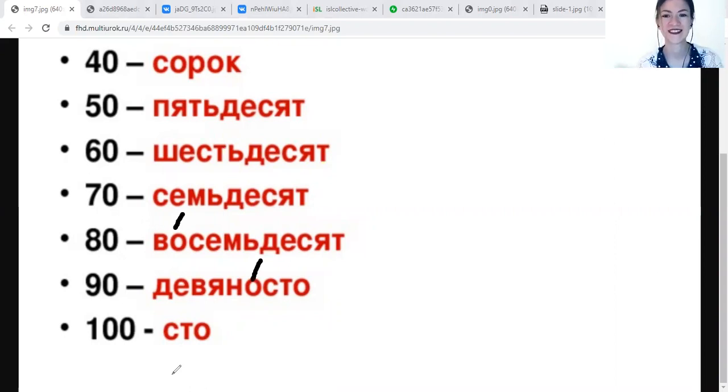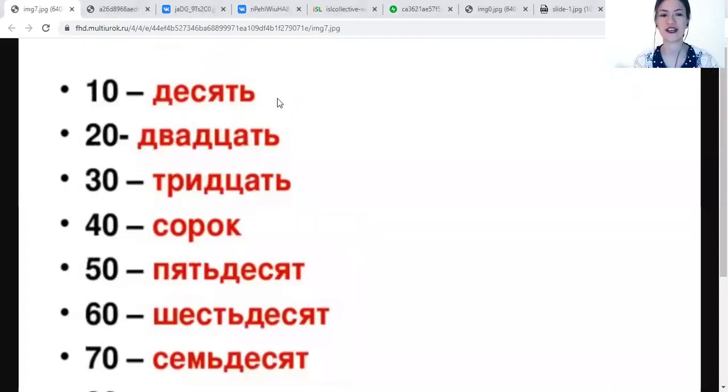Сто. And here again you need to be very careful because a lot of my students mix сто, 100, and что, what. So be aware and don't make this mistake. Сто, not что, but сто. Okay, so let's repeat again from the beginning. And you try to follow me.